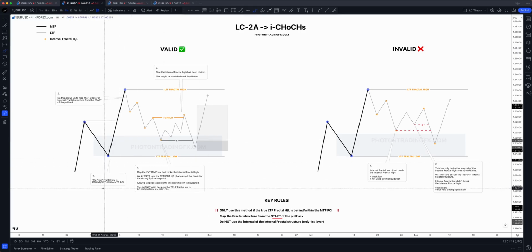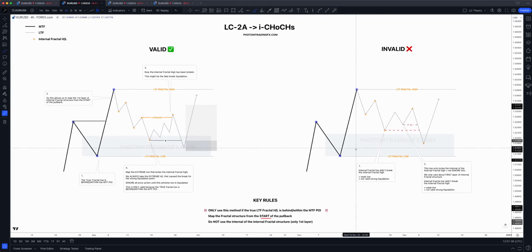Okay, so make sure you have these rules in your mind. It's super, super important that you get each of these steps correct. Okay, map it from the start of the pullback, only use the first layer, and only use this entire method if the fractal low is like all the way down here or down here, right? So yeah, okay. So what are the ways in which it can be invalid and what I'm seeing? Well, again, step 1, it's the same scenario. Let me just put this on.